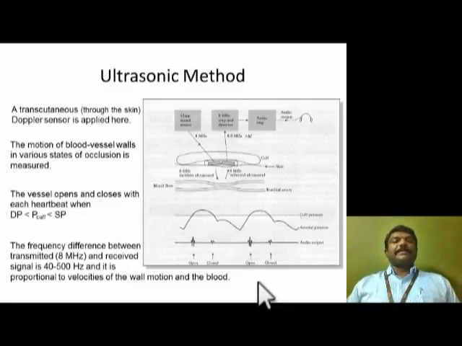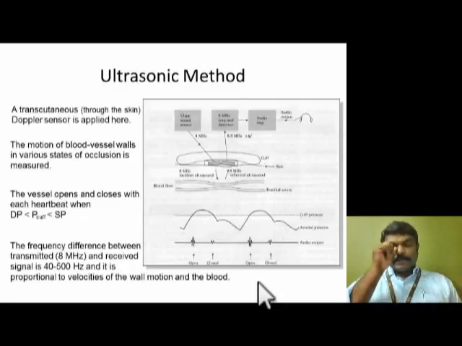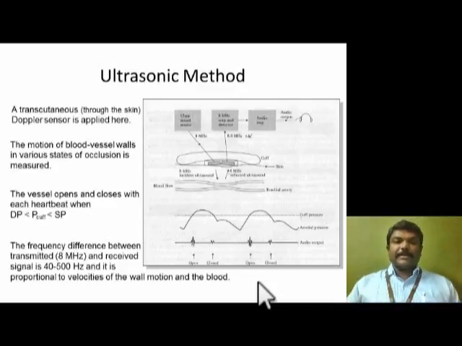And the next method, which is also used for blood pressure measurement, is the ultrasonic method. Here we use an ultrasound sensor to find out the start and the stop of the Korotkoff sound, that is the variation in the arterial pressure activity. This is also transcutaneous, and a Doppler sensor is applied through the skin. The Doppler sensor works with ultrasound. Ultrasound is an acoustic wave above 20 kilohertz, above the normal audible range of a human.